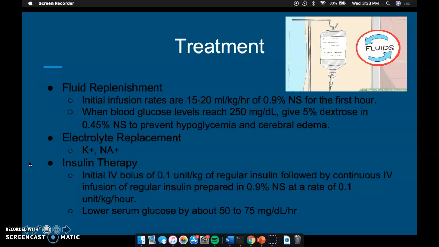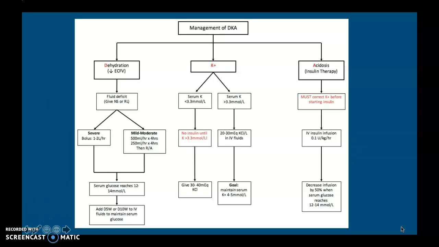The IV treatment for DKA is an initial bolus of 0.1 units of regular insulin per kilogram, followed by continuous IV infusion of regular insulin prepared in 0.9 normal saline, also known as sodium chloride. A hypotonic saline solution can also be used at a rate of 0.1 units per kilogram per hour. The goal is to lower serum glucose by about 50 to 75 milligrams per deciliter per hour. Here is a helpful slide to visually demonstrate the management of DKA.